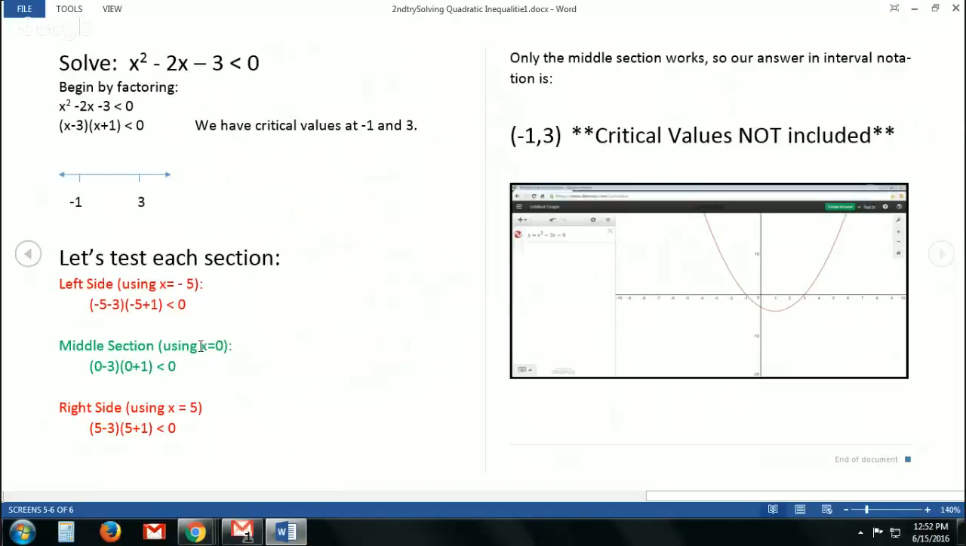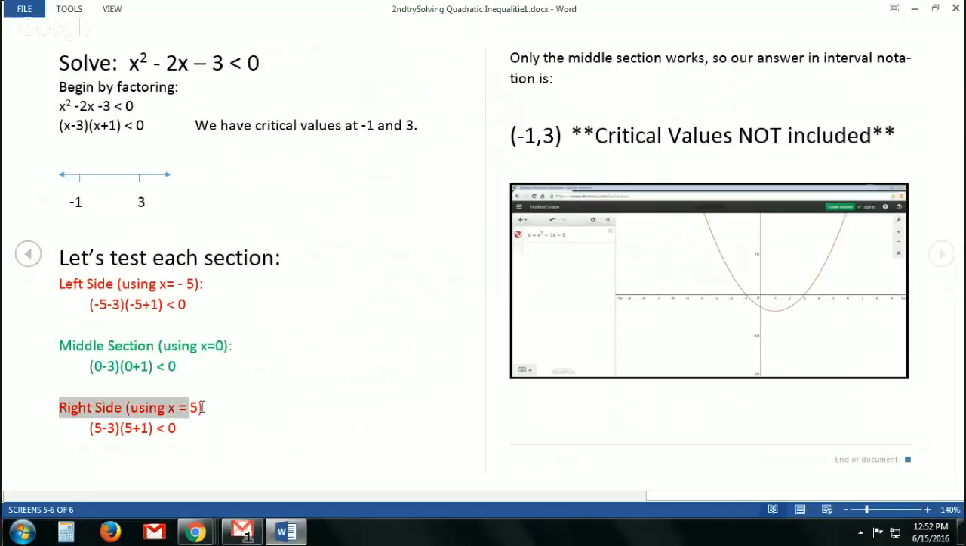The middle section we're going to test with x being 0. So again, in our factored form, let's put 0 in for each of these x's. When I do that, 0 minus 3 gives me -3, and then 0 plus 1 gives me +1. A negative times a positive is a negative result, and that is less than 0. So the middle section works. I've marked it in green, so we'll remember the middle section works.